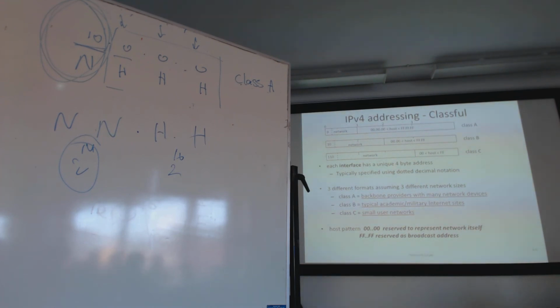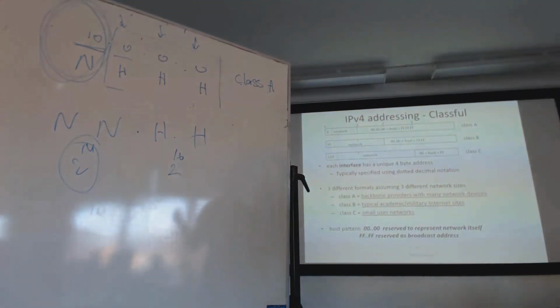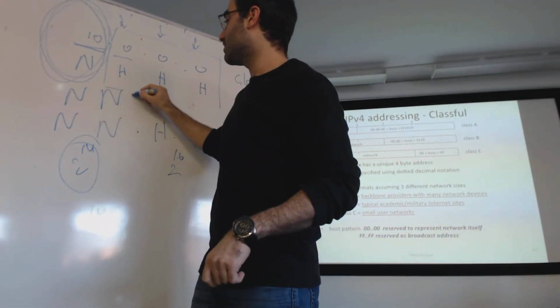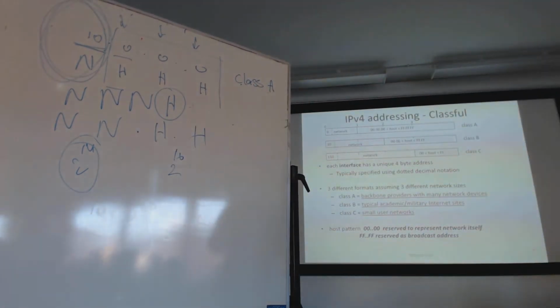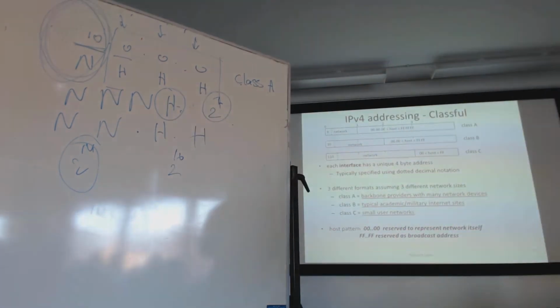So now it's shared between the host and the network. I'm creating more networks by reducing the number of hosts. So when I increase the network, I'm reducing the number of hosts. And the final class is class C, where 3 parts of the IP address are network components, and the final one is only host. We use it within a small range of connections, small area networks, where you have a small number of users, because the number is now just 2 to the power 7 of hosts.